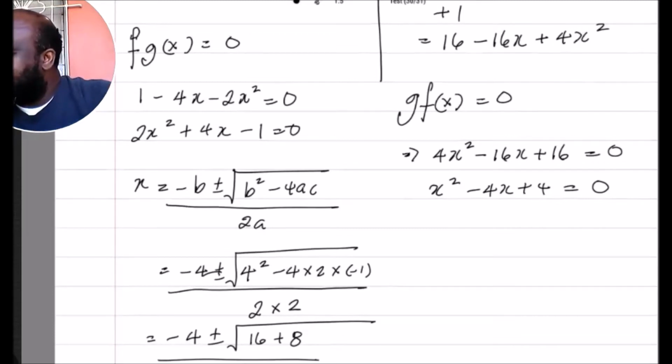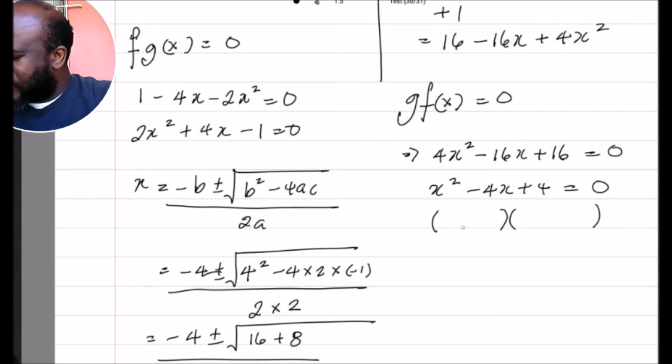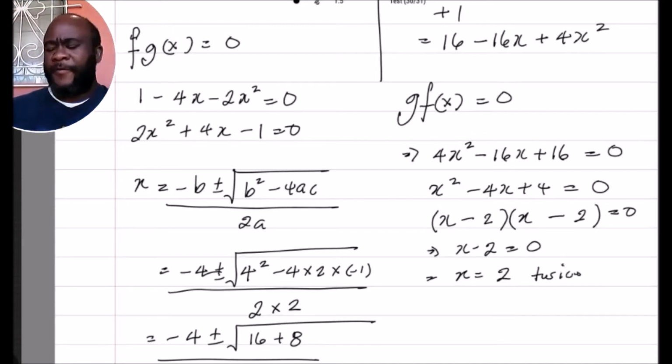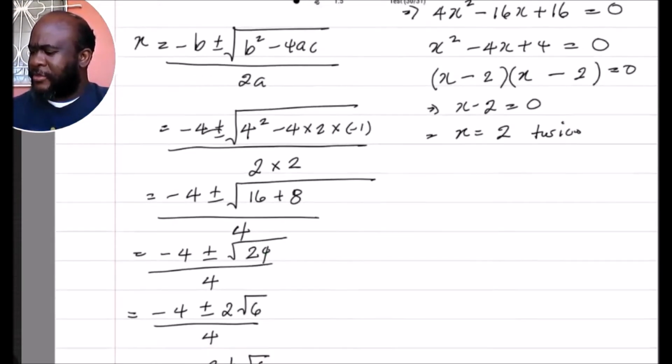All right, can we factorize this? I think this can be factorized. So x here, 2 here, 2 here, both of them negative. Yep, is equal to 0. Therefore, x minus 2 is equal to 0. x is equal to 2 twice. All right, next question.